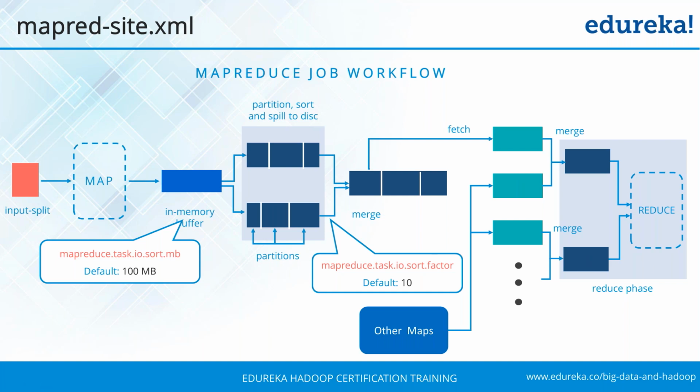And then the reduce function actually runs, where during the reduce phase, the reduce function is invoked for each key in the sorted output. And the output of this phase is then directly written into the Hadoop distributed file system.